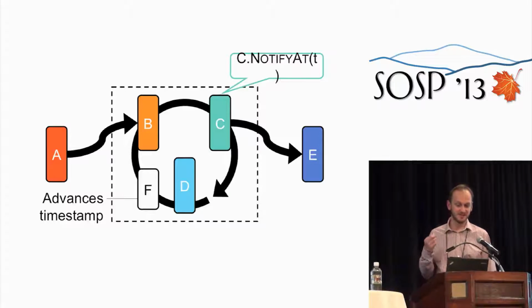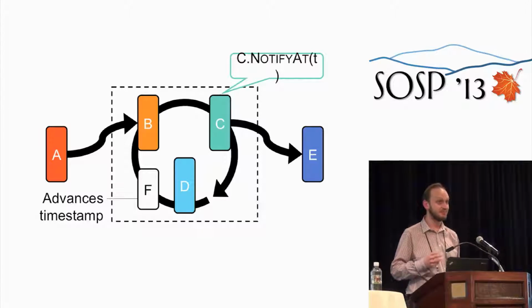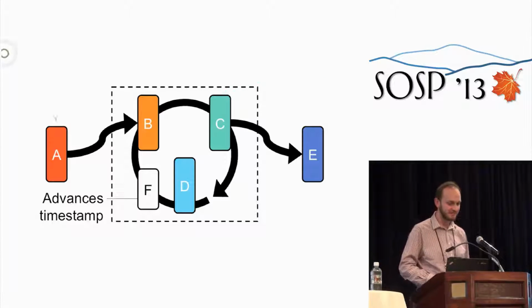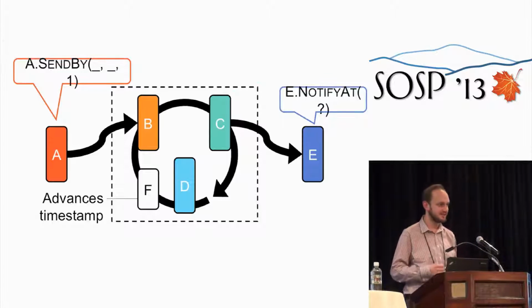Since if times are simple integers, as I've said so far, they can be incremented a data-dependent number of times going around the loop. And so if we get some data arriving from A at time 1, when should E request a notification in order to be sure that it has seen all the data corresponding to that input?